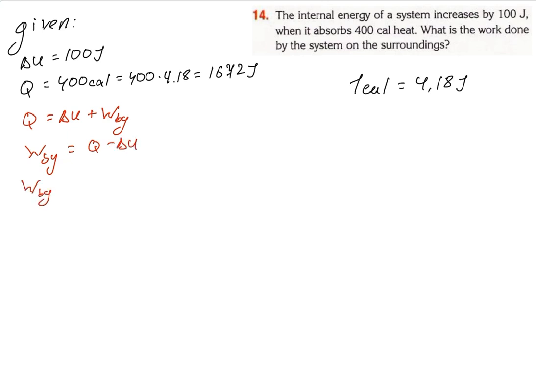So work done by a system is equal to Q, 1672 joules minus 100 joules. So it's equal to 1572 joules of mechanical work.